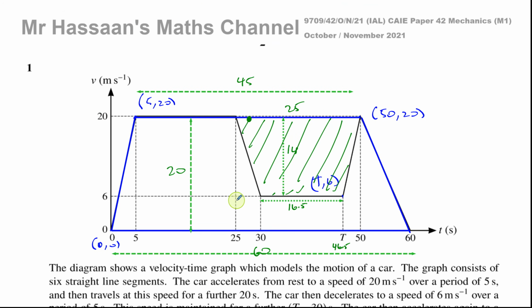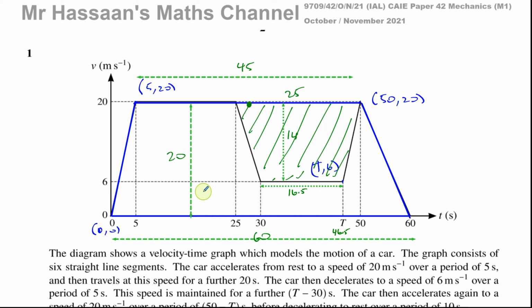Sometimes it's good to just have a quick look and check what's a simple way of finding this area. It's just this big trapezium with this little trapezium taken away from it, instead of splitting it up into lots of different shapes like I was thinking about first. Sometimes it's good to take a step back and think of an easy way of doing this to save some time. So there we have it, question number 1 answered.